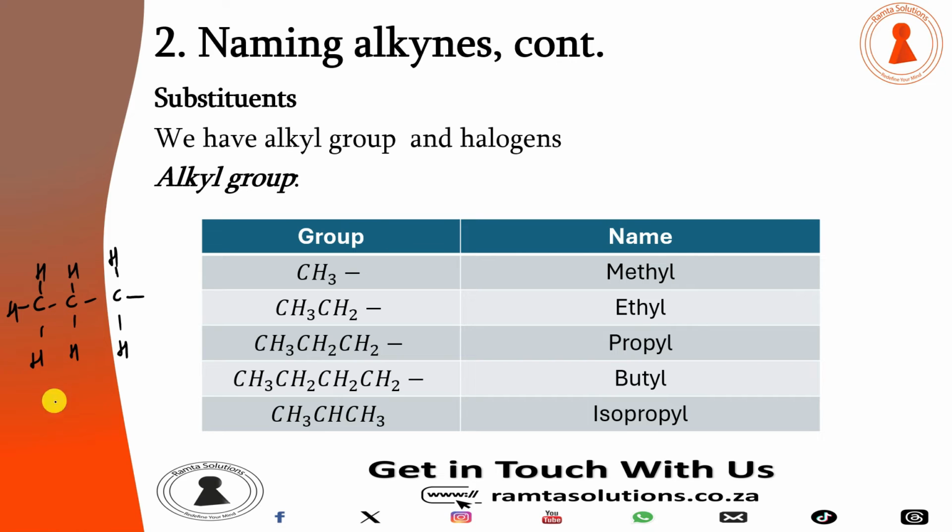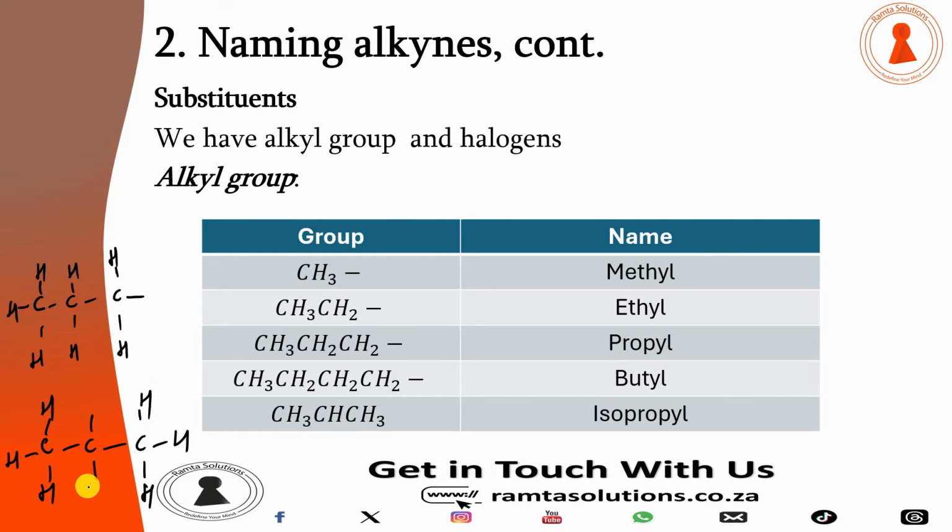Now we have isopropyl. In isopropyl, the longest chain is no longer bonded to the last carbon, but to the central carbon. So it'll be like this. This is isopropyl.